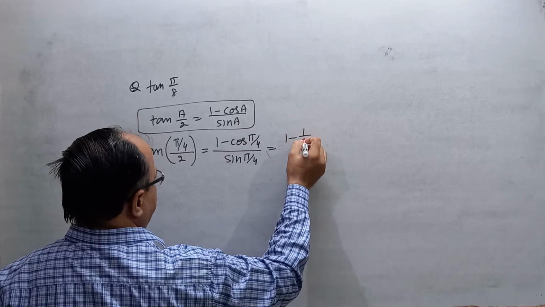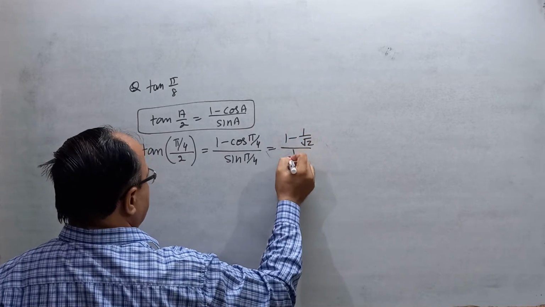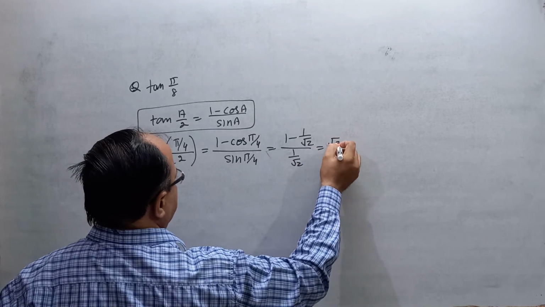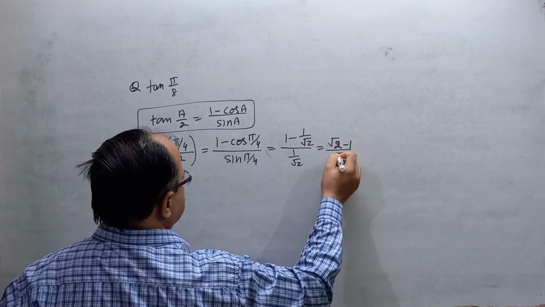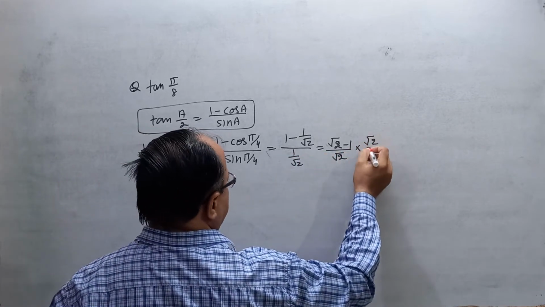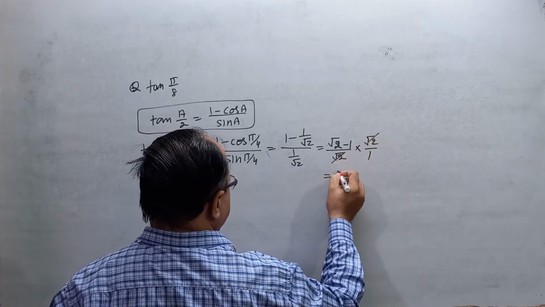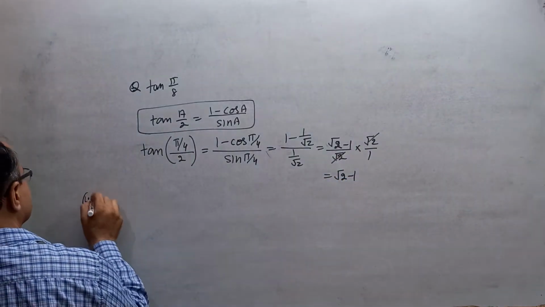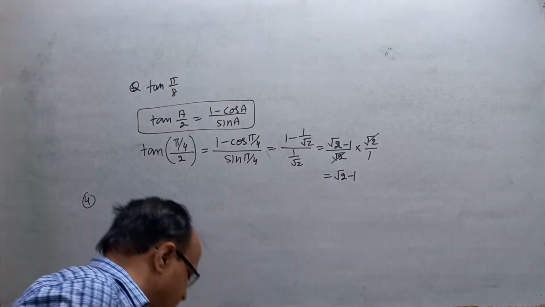The value of cos 45 is 1 by root 2, upon 1 by root 2. That is (root 2 minus 1) upon root 2, and the reciprocal of 1 by root 2 is root 2 by 1. This will cancel. Root 2 minus 1, this is the answer. Clear?